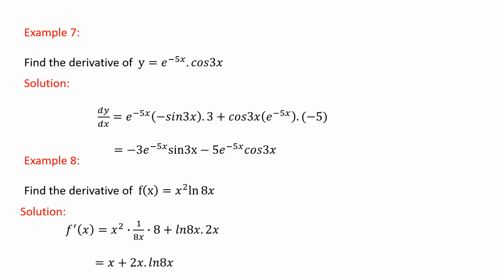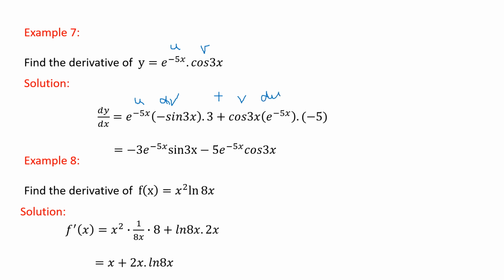Example number 7. We have already learned the product rule and quotient rule. Even in chain rule also we can apply the same ideas. See example number 7. Find the derivative of y equal to e^(-5x) cosine 3x. So now you have to consider e^(-5x) as u and cosine 3x as v. So what is product rule? u dv plus v du.